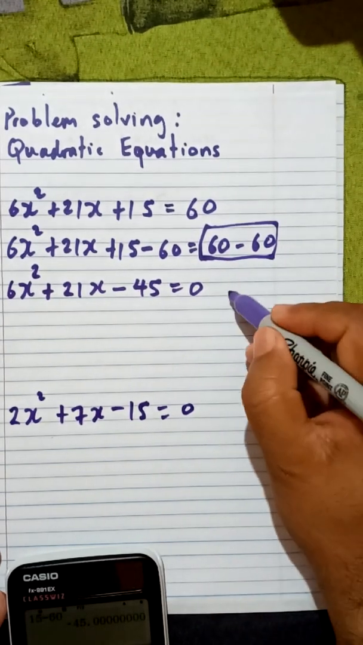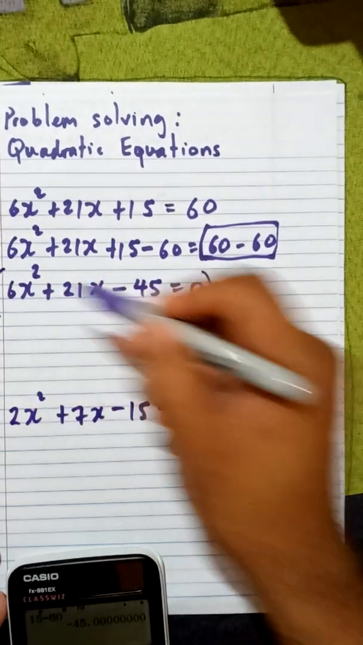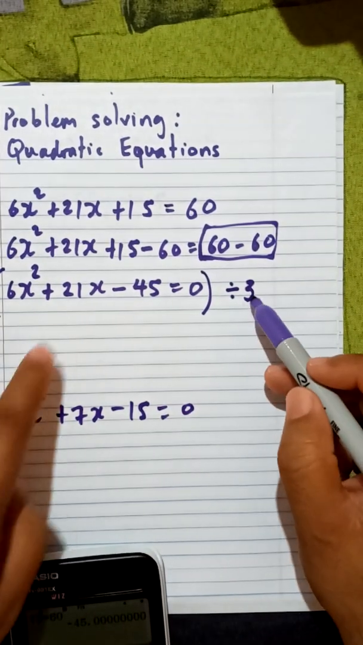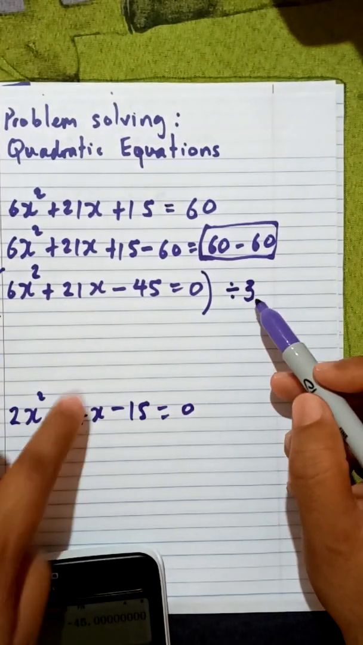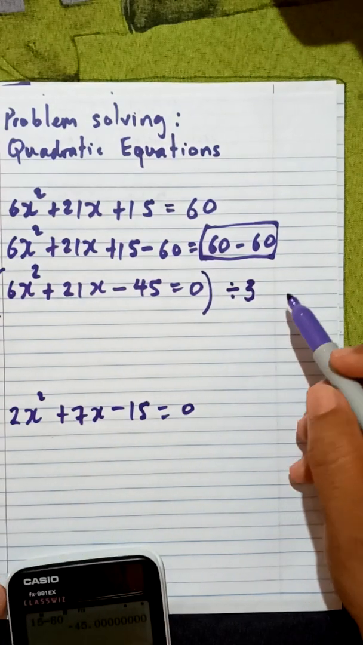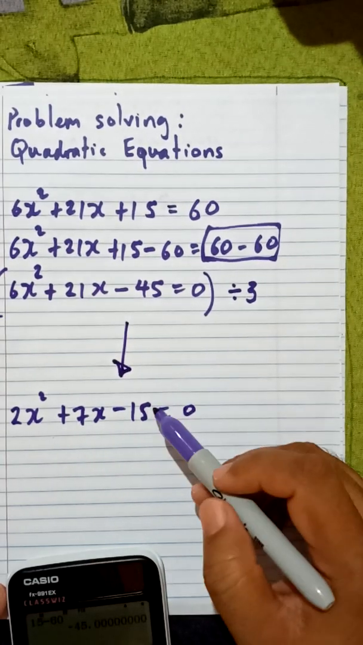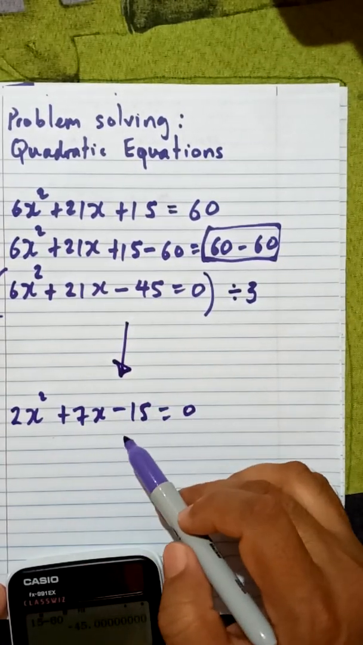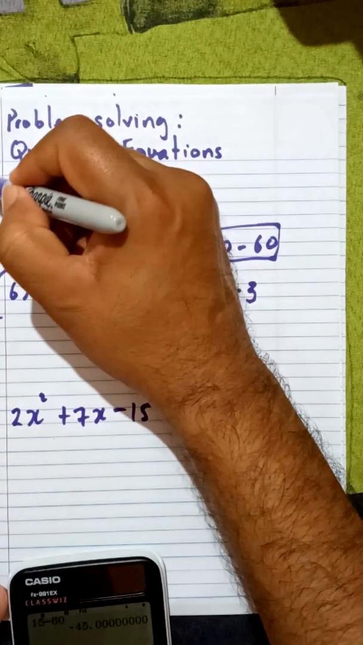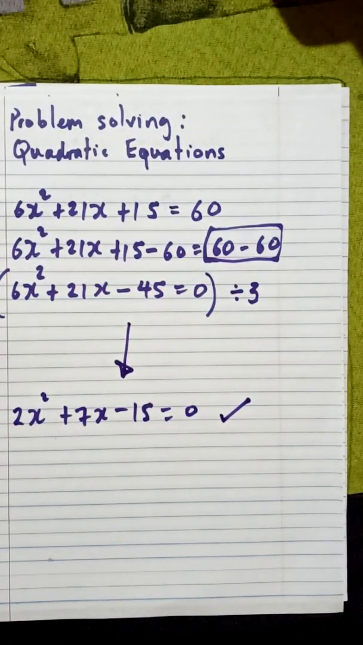So basically what I'm going to do is divide everything by 3. So 3 into 6 will give you 2, 3 into 21 will give you 7, and 3 into negative 45 will give you negative 15. So that's how we prove that 2x squared plus 7x take away 15 is equal to 0. So that answers part 2 of the question. Now let's go to the final part of this question.